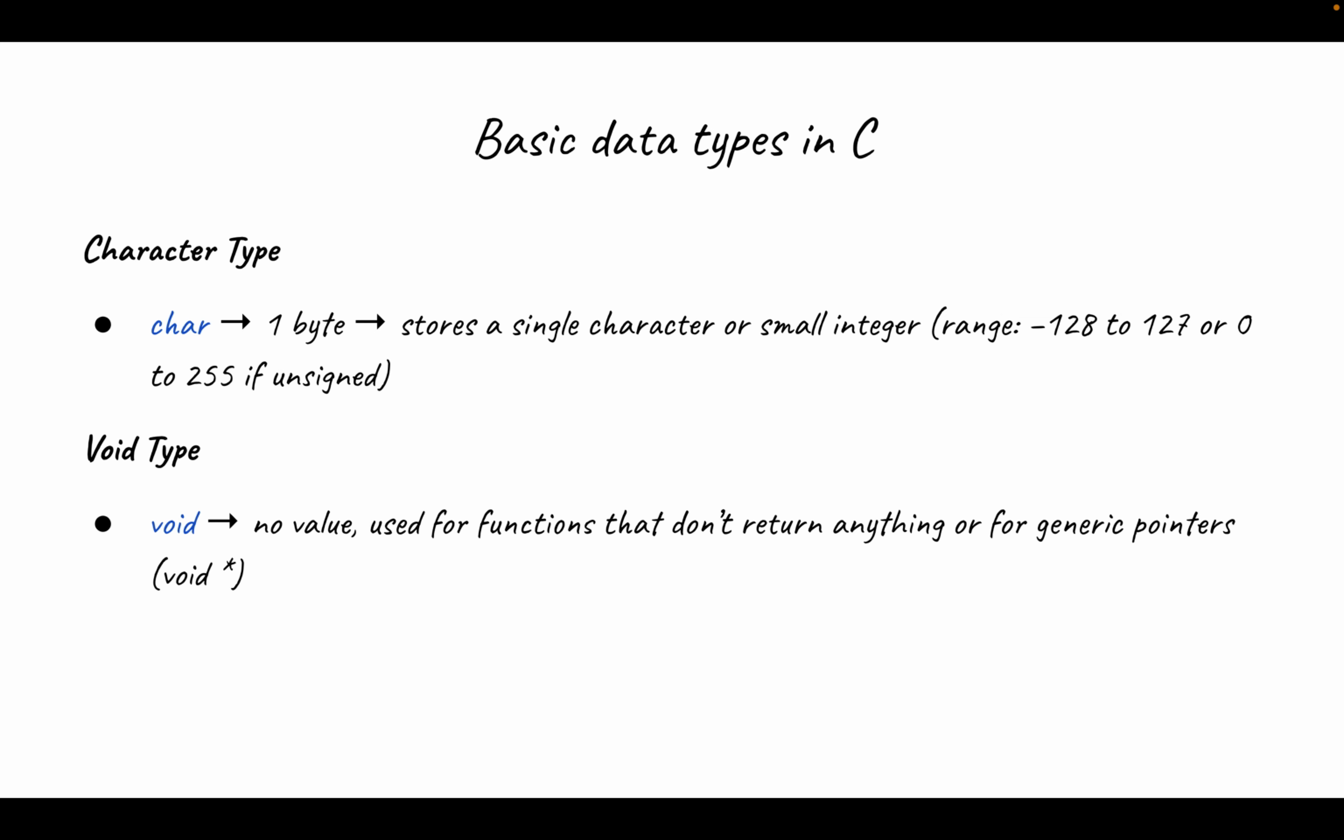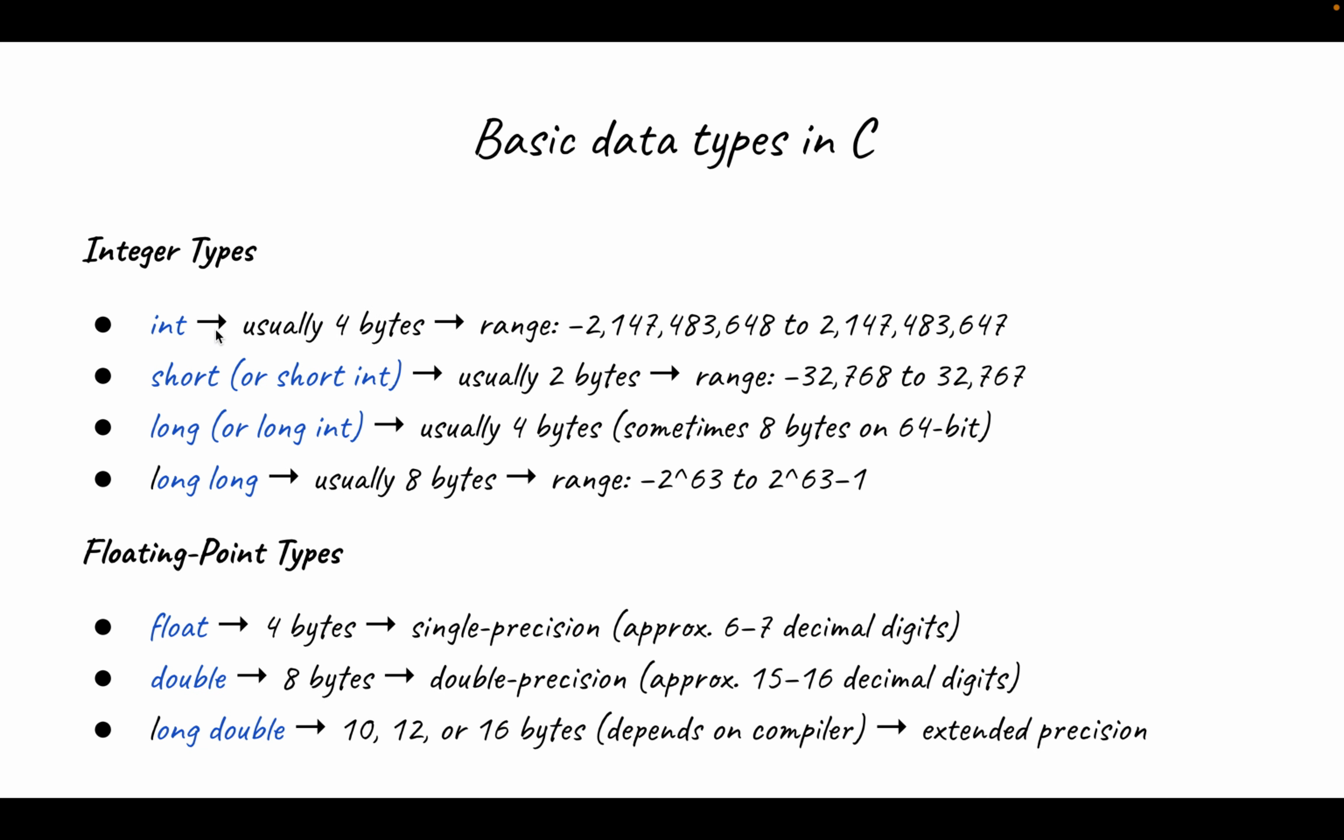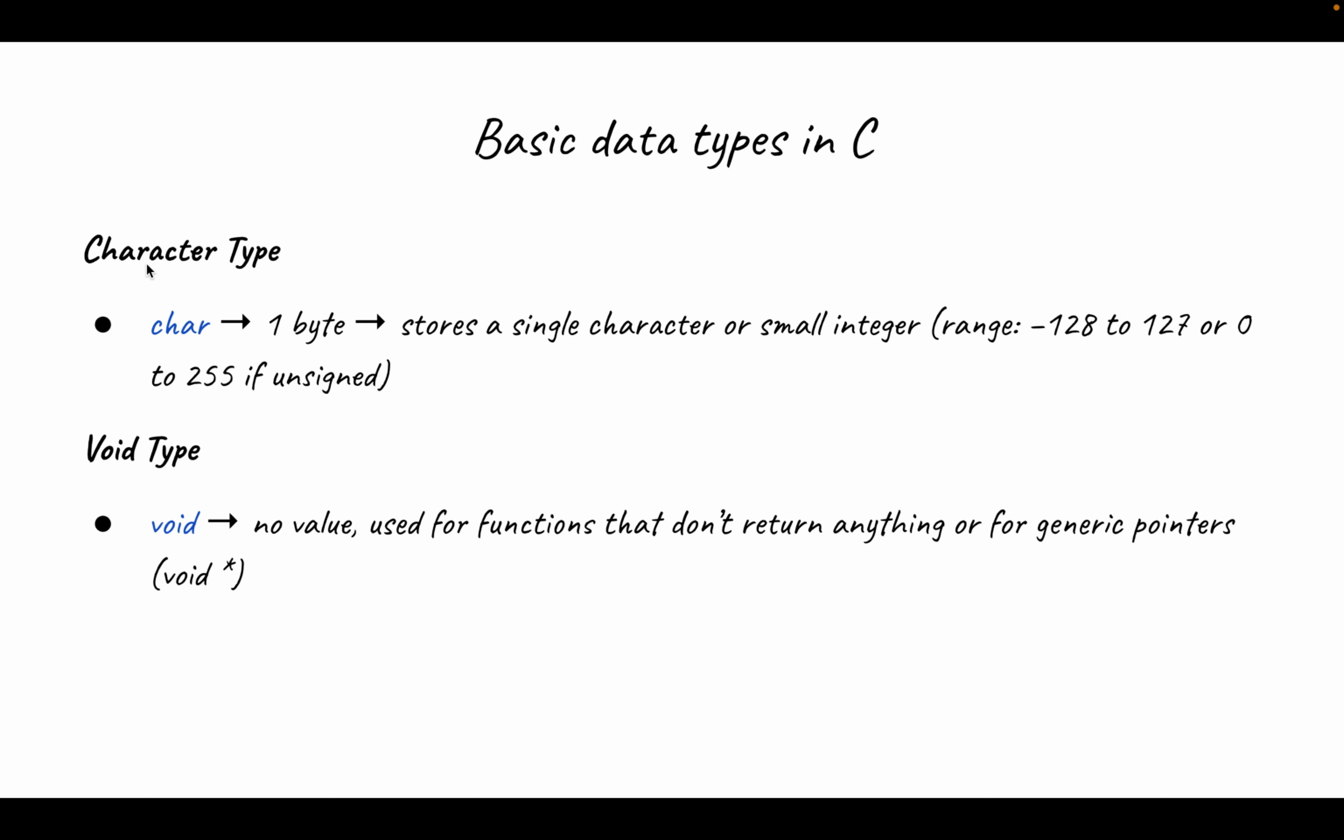Now basic data types in C. This is the character type. We have discussed integer types and floating types. Now we are discussing the character type. So this is the data type char. The size of char is 1 byte. It stores a single character or small integer. The range of char is from this to this for signed char. If the char is unsigned, the value will be 0 to 255.